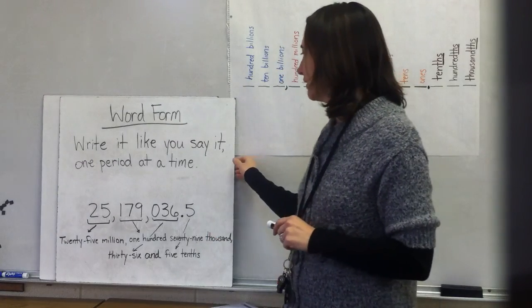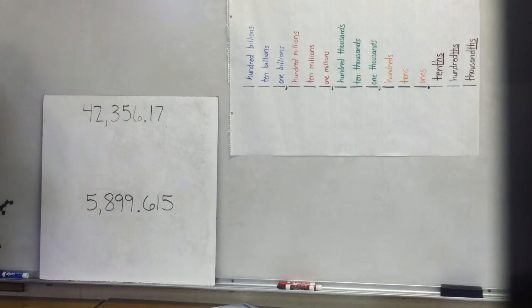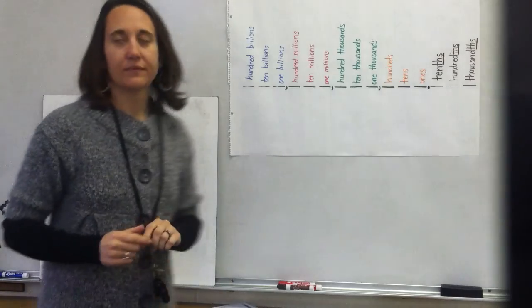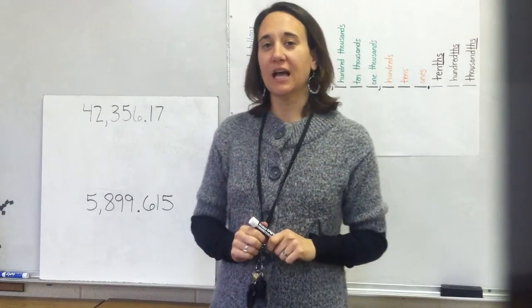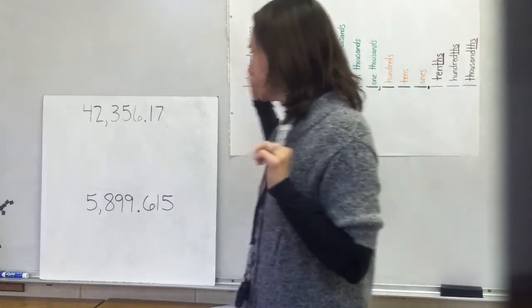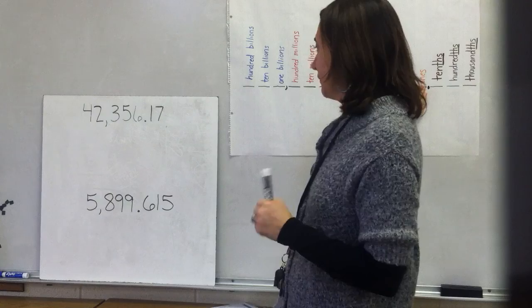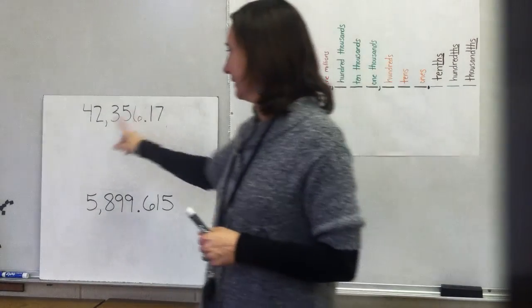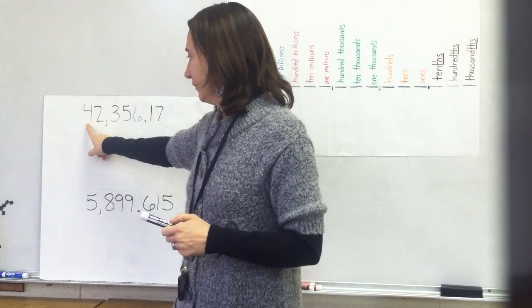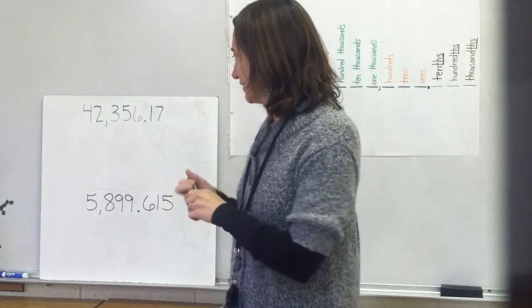Now everybody, let's look at the one that we're going to do together. Okay, remember we do it one period at a time. So let's take a look at our first period. If you're unsure which period it is, look here. Here's the decimal. So to the left of it would be the ones period. One more would be the thousands period. So in this case, we'd say 42,000. So let's write that.